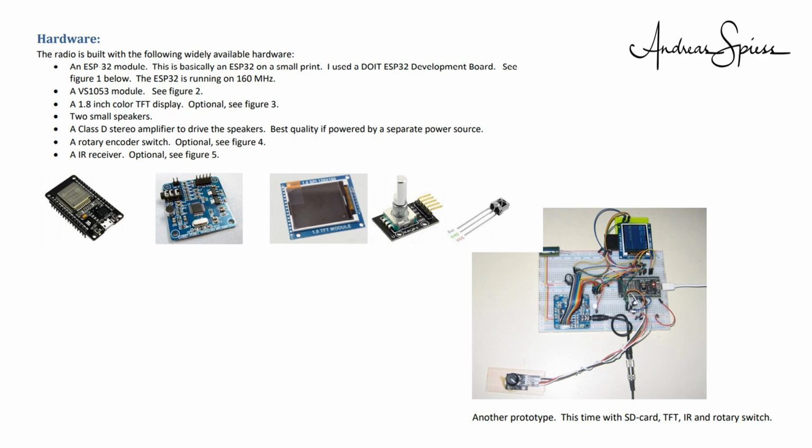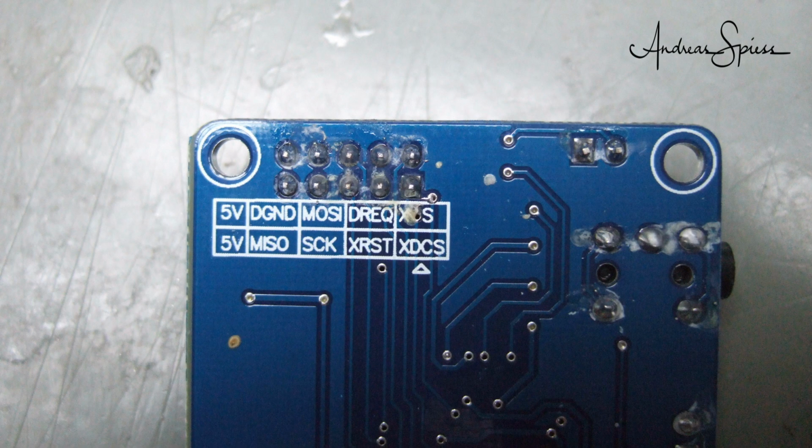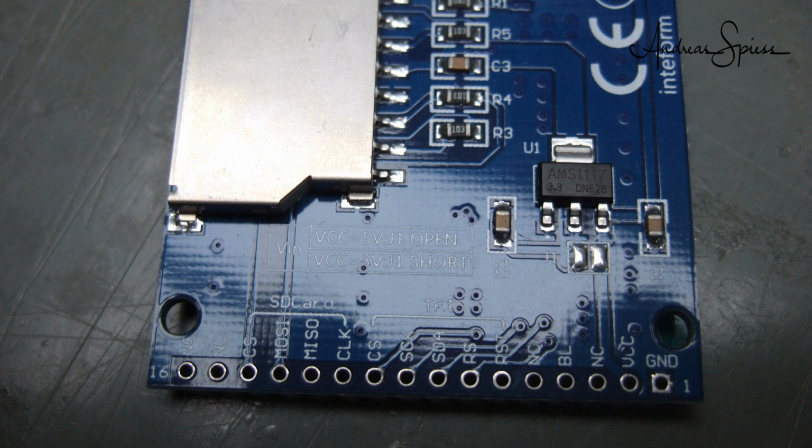So let's start. The VS1053 board needs 5 volts, and one of the displays can be used on 3.3 or 5 volts. The backlight is only at 3.3. So, for the moment, we have to power our radio with 5 volts.